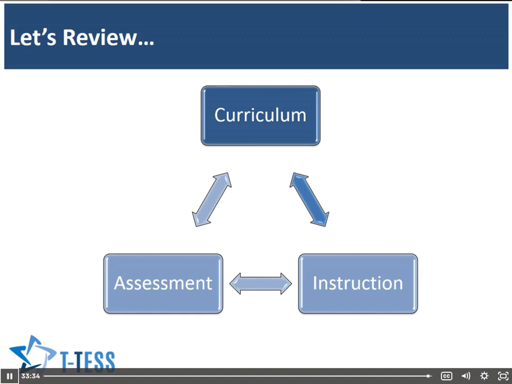Given what was presented in this module, what are your next steps to grow and develop in this area of content knowledge and expertise?